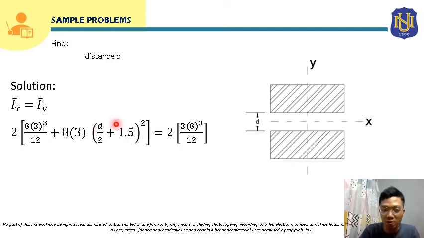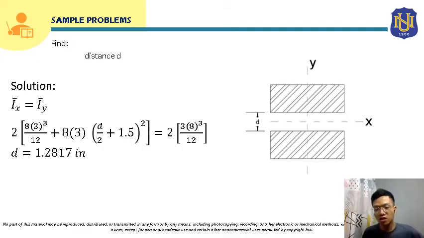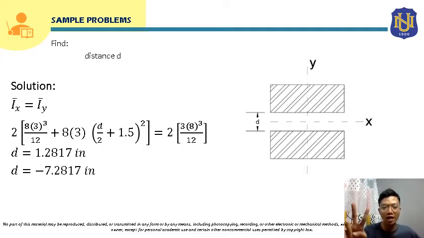So distance D, if we expand this, since we have a square here, we can expand this. So D here will be quadratic, right? So there will be two possible values of D here, no? So solving for D, you can use your calculator to solve for distance D. So there will be two values. The first value is 1.2817, and the second value is negative 7.2817.